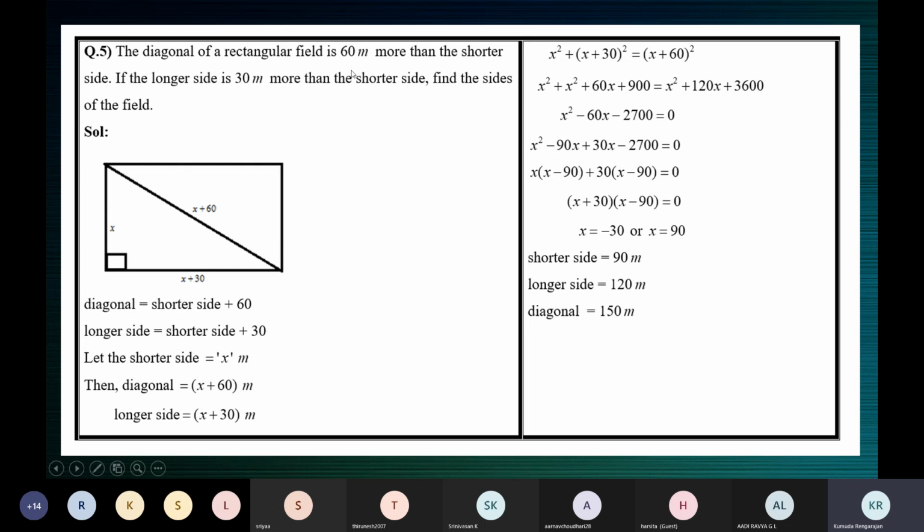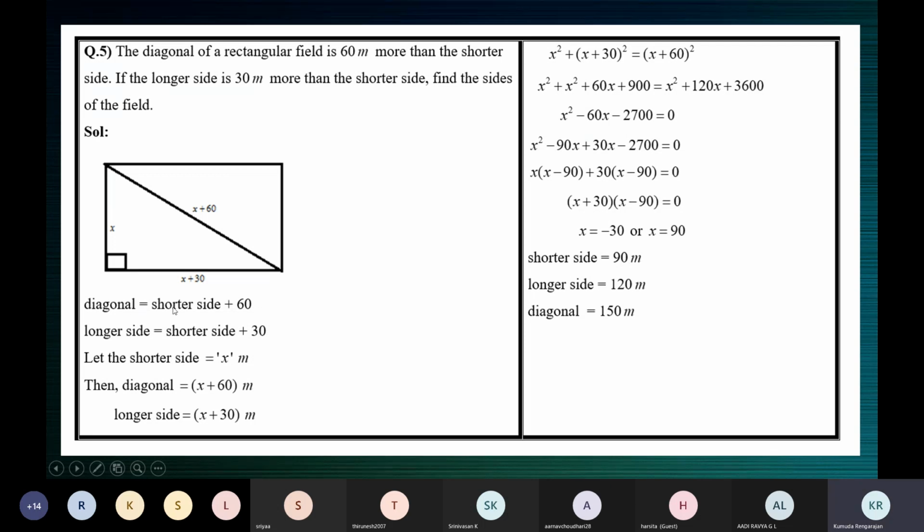Just read this and write it in a very simple way. Diagonal is 60 meters more than the shorter side, so diagonal is equal to shorter side plus 60. Longer side is 30 meters more than the shorter side, so longer side is equal to plus 30. Thirty meters less would be minus 30.